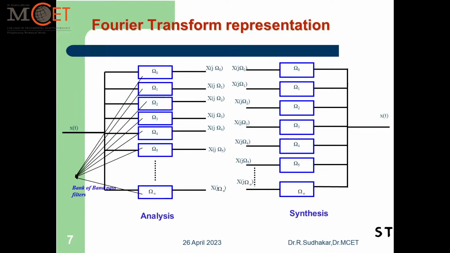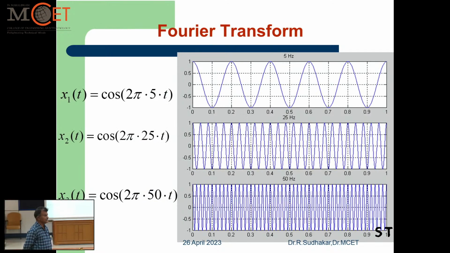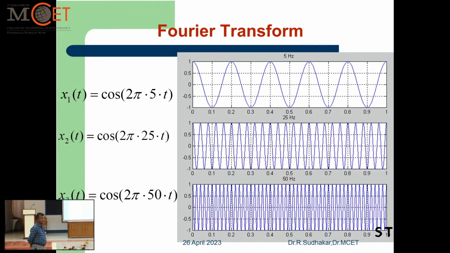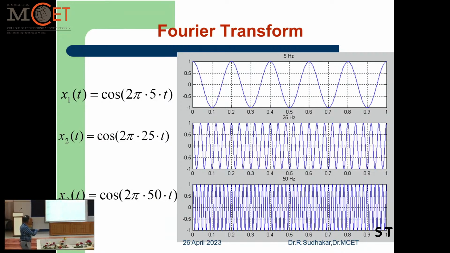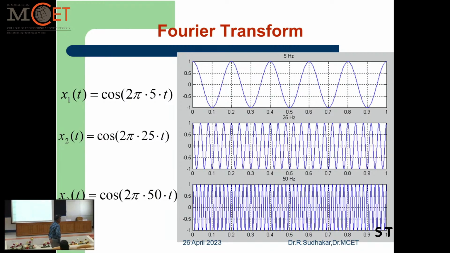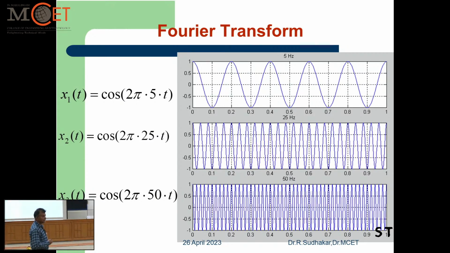Now what is this? Let me show some pictures. There are 3 cosine waves I have shown to you. One is 5 hertz, another is 25, another is 50. Somebody told that frequency and time are inversely proportional, right? When the frequency is more, it is closely spaced. When the frequency is less, the distance is more. This is nothing but 3 different simple waveforms. I know the frequency.